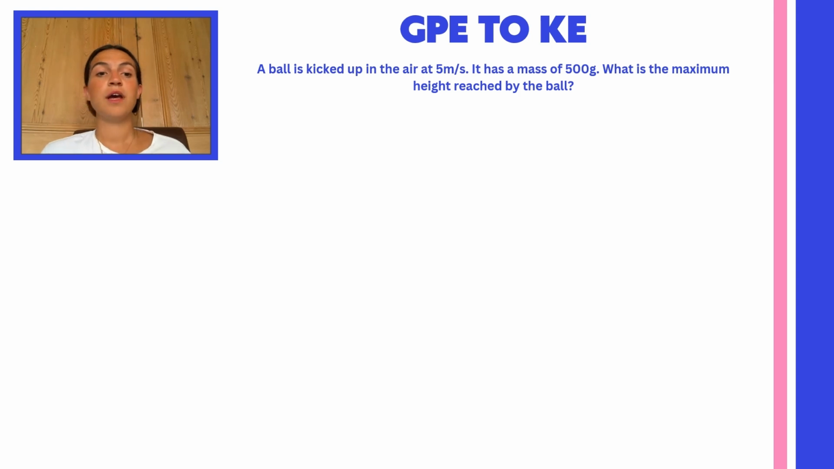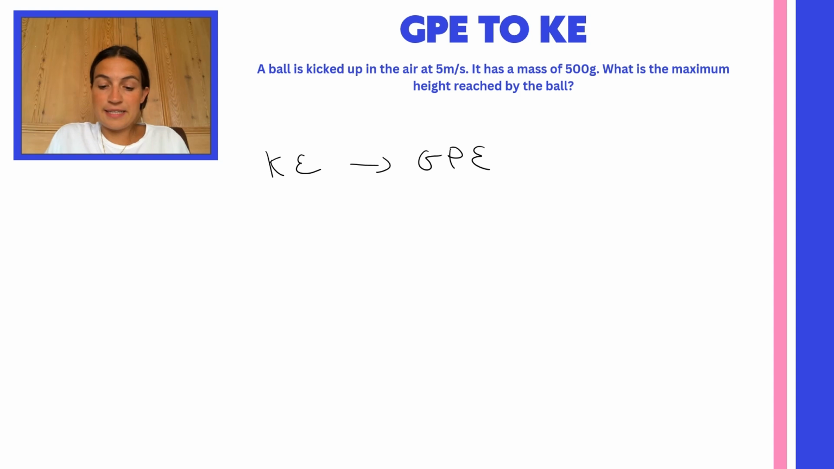Okay, now we're going to do an example where it's kind of the other way round. So this time you have a ball which is kicked up into the air at 5 meters per second, so it has some kinetic energy. It has a mass of 500 grams, and I want to know what is the maximum height that it reaches. So this time, the kinetic energy that the ball has, as it gets higher and higher in the air, is being transferred into gravitational potential energy, until it reaches that maximum height, and that's where its kinetic energy is 0, because the ball will be just still, just at that point when it's at its maximum height.